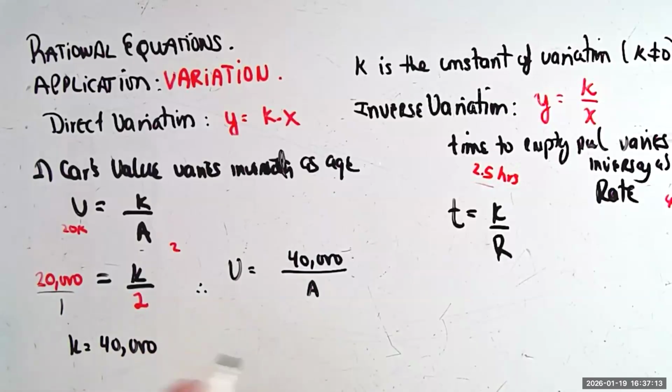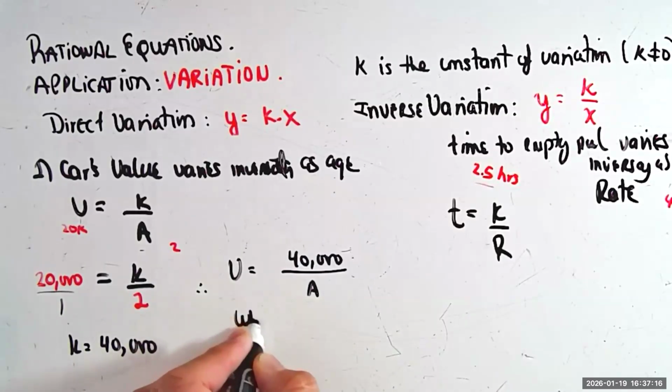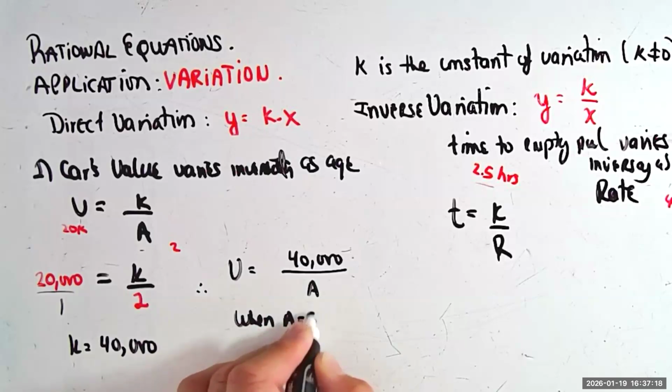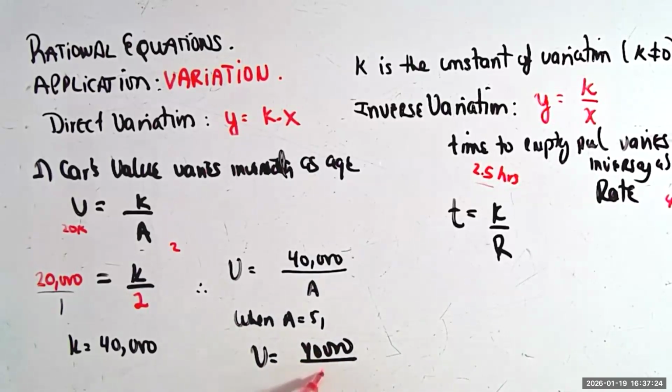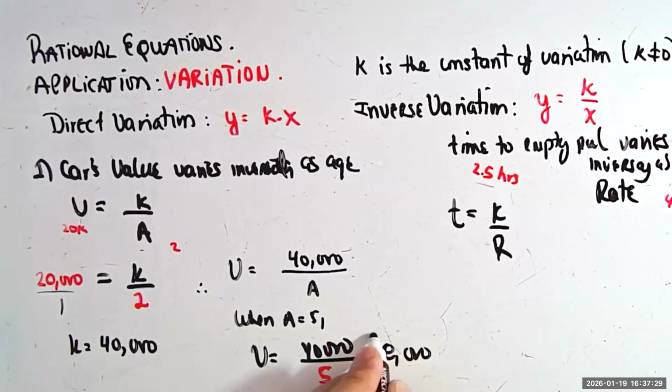For a 5-year-old car, what do we have? Value equals $40,000 divided by 5. Of course, 40 over 5 equals $8,000. That will be the book value of a 5-year-old car, based on these assumptions.